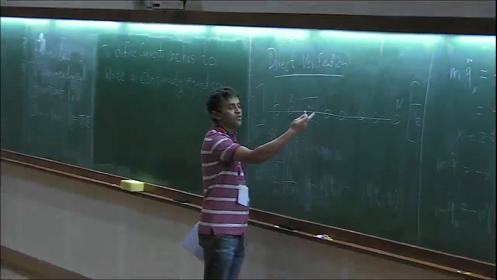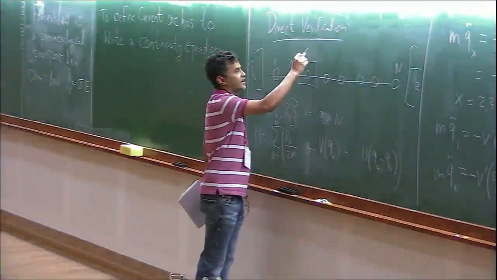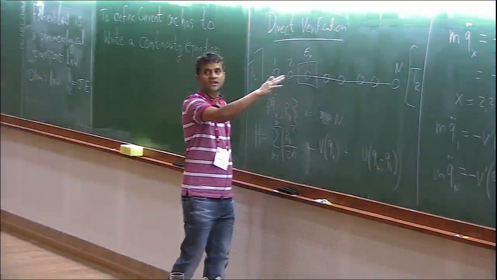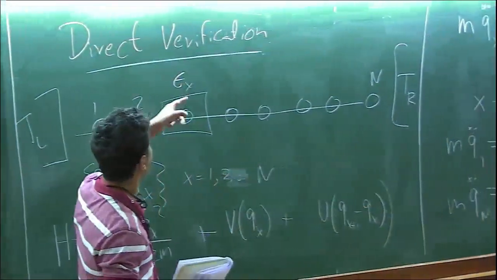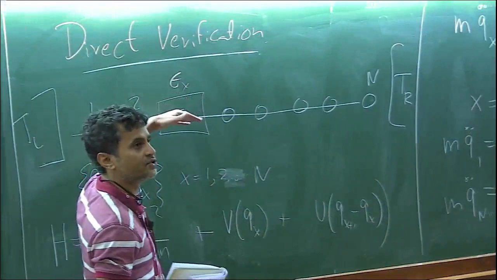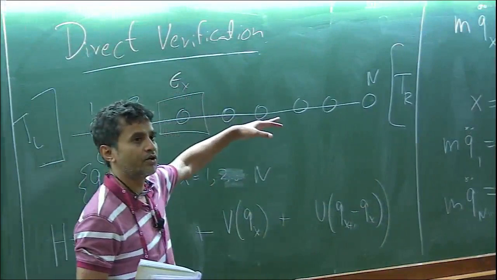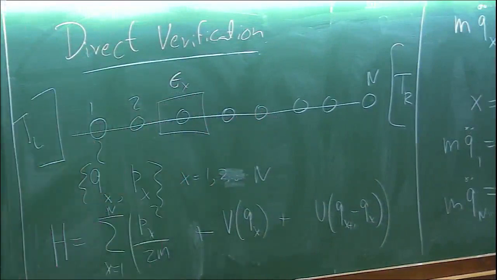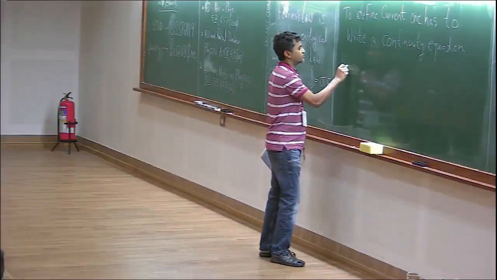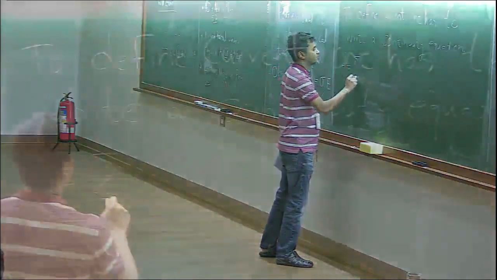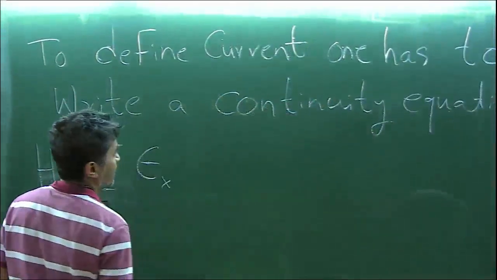We have to define a local energy density epsilon_x, and once we have that we look at the time evolution. It should have the form that the rate of change of this energy is something flowing in and something flowing out. We'll try to see if we can get that. The first point is to note that we can write the energy as a sum over epsilon_x.